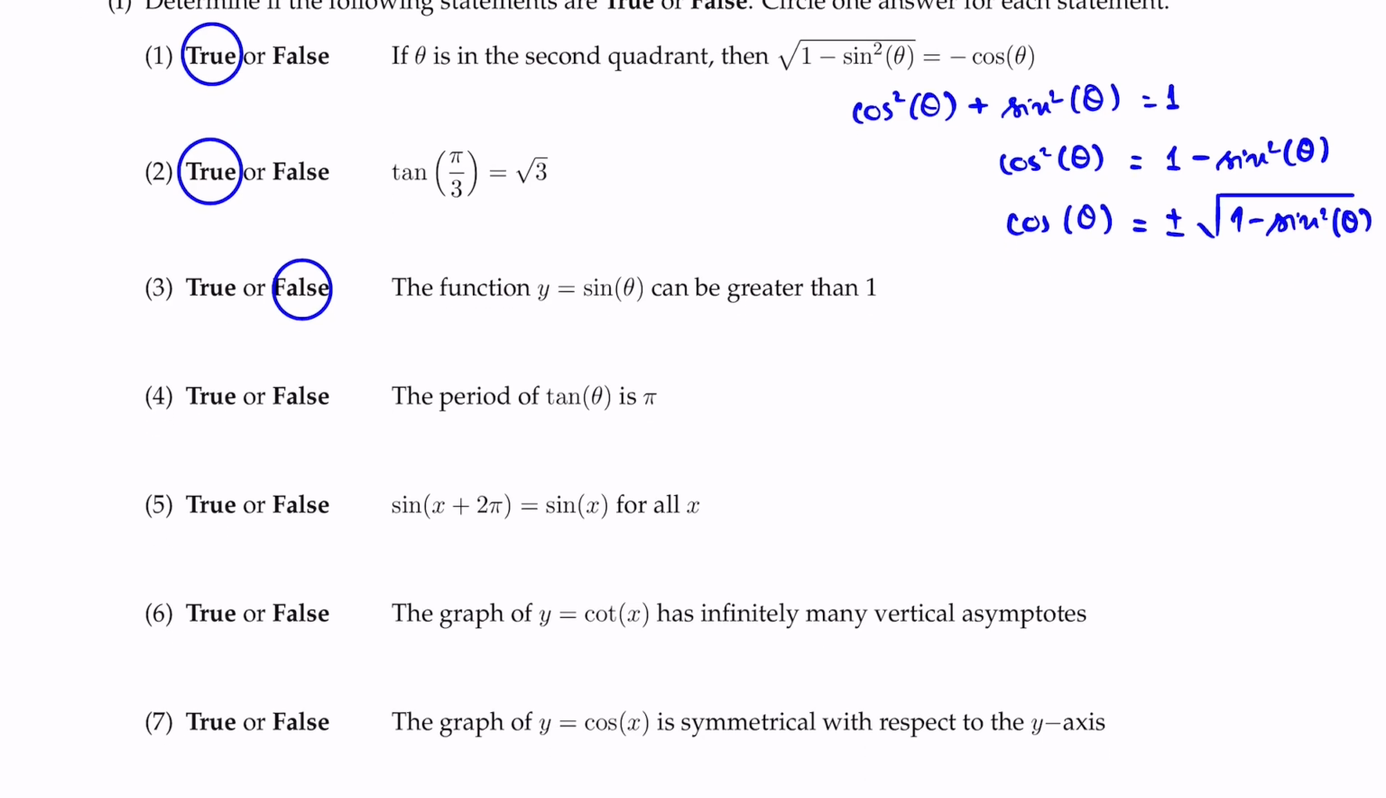Right. Number 4, the period of tangent of theta is equal to pi. So we learned that the tangent function is a periodic function with period pi. Or another way to ask this type of question: it is true. So you have tangent of theta plus pi equal to tangent of theta, and this is true. Right? So tangent of theta and cotangent of theta are periodic functions with period pi. So this one is true.